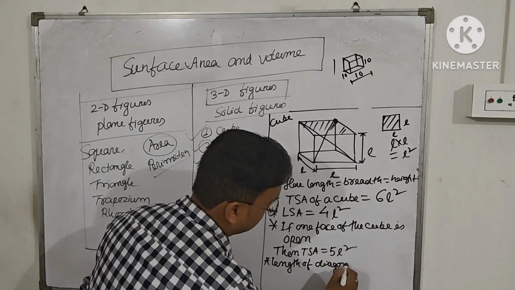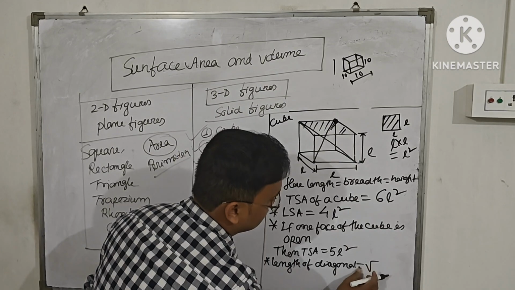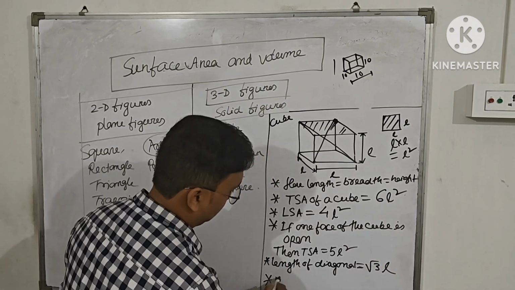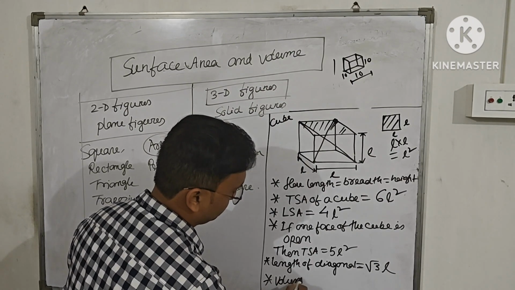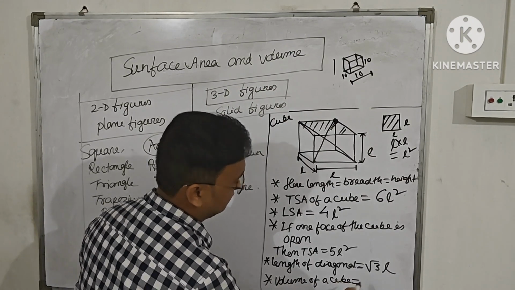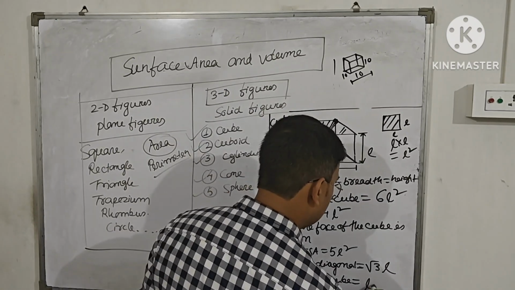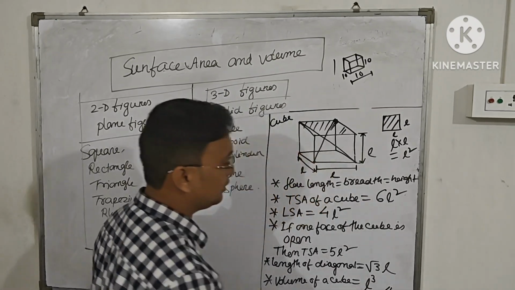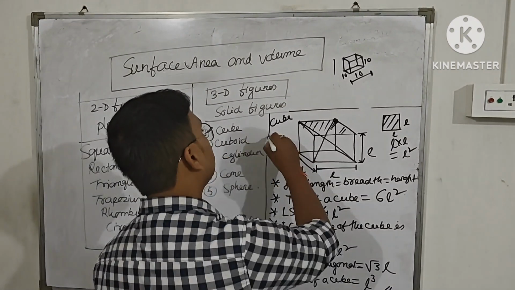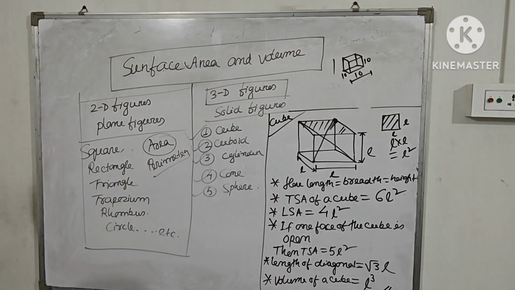Okay. So length of diagonal, that is √3 into L. Finally, volume of a cube, that is L cube. Length into breadth into height, that is L cube. So please note down all the necessary formulas for cube. Then I will explain cuboid.